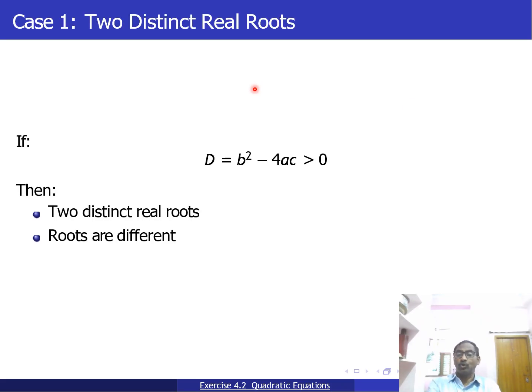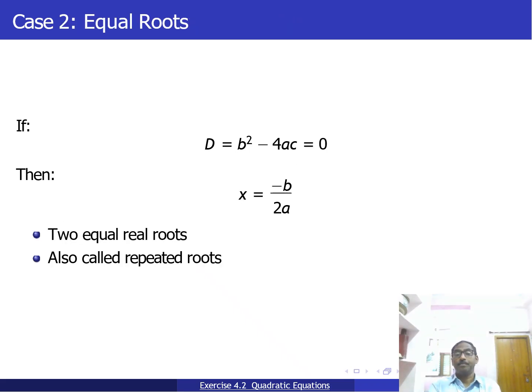Two distinct real roots. If d, b square minus 4ac, is greater than 0, then there are two distinct real roots. The two roots are different. Case 2, equal roots. If d equal to b square minus 4ac equal to 0, then x equal to minus b by 2a. So two equal real roots, also called repeated roots.